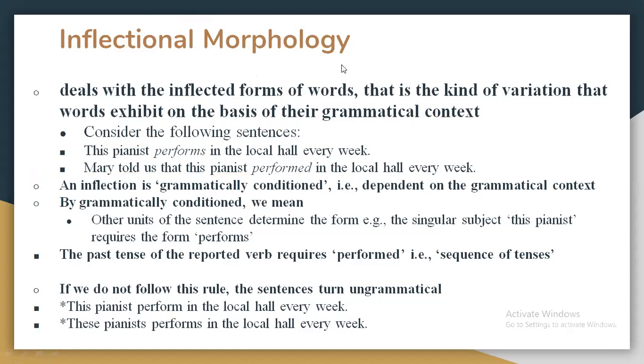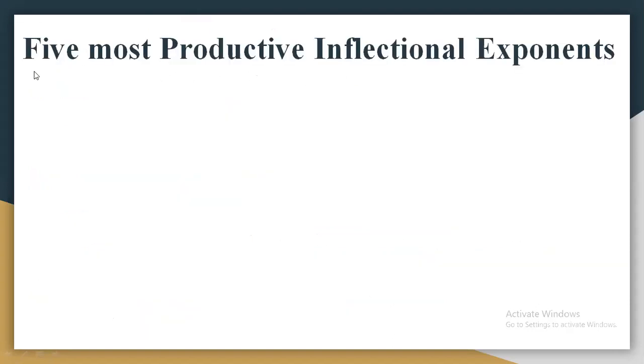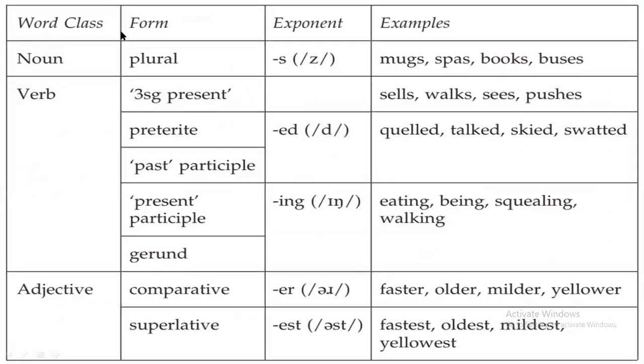There are mostly five most productive inflectional exponents. You can see, let me change this one here. See here, word class noun and plural forming. We discussed this in morphemes also. S, the mugs, spas, books, buses. This is called form, and these are, let me use this pen.